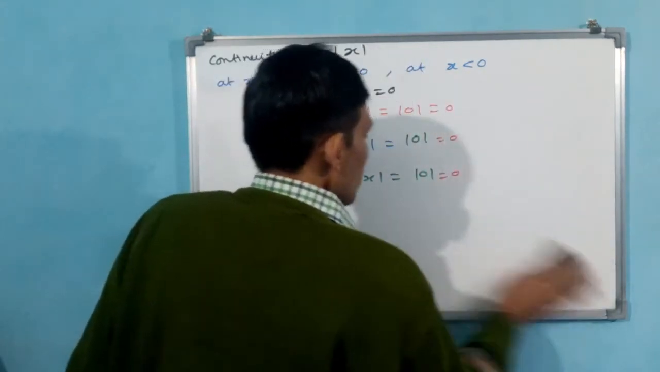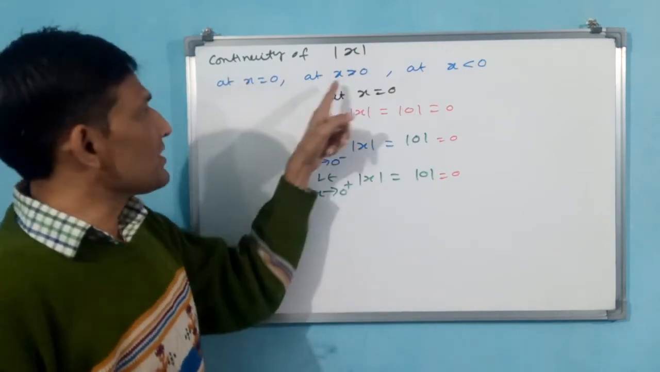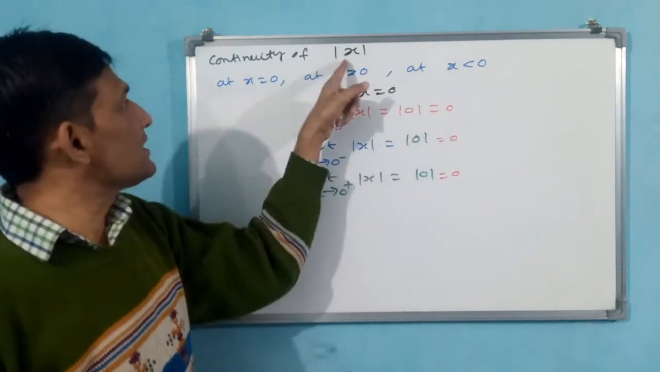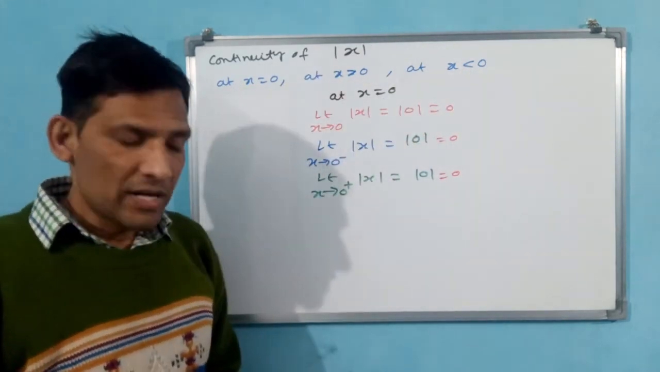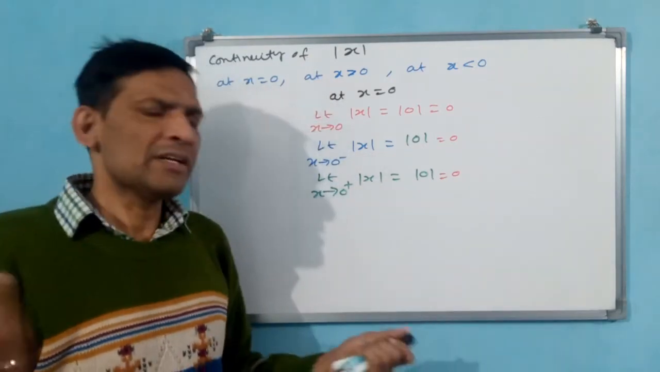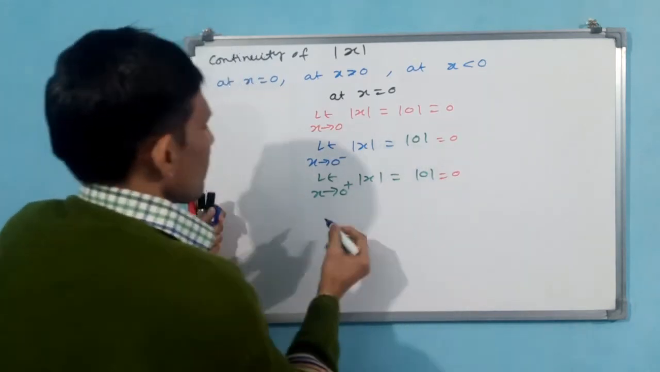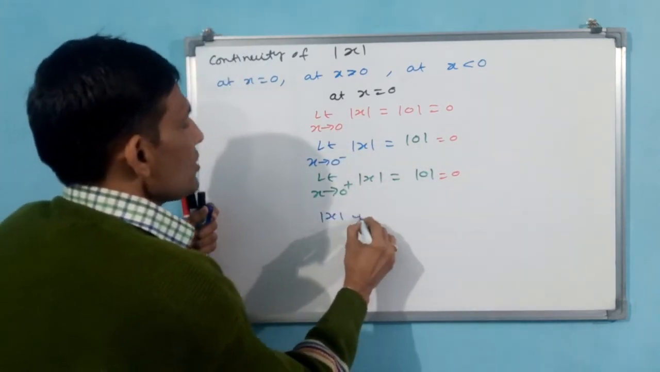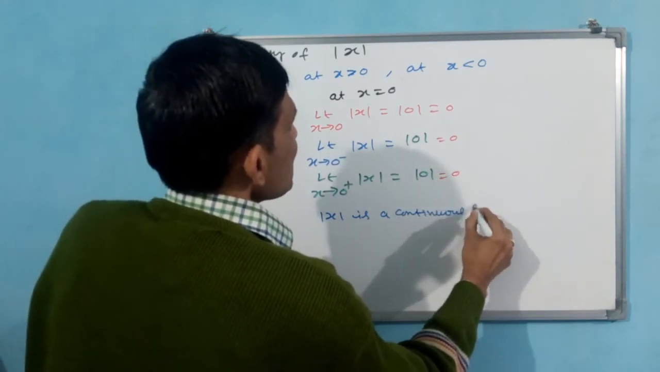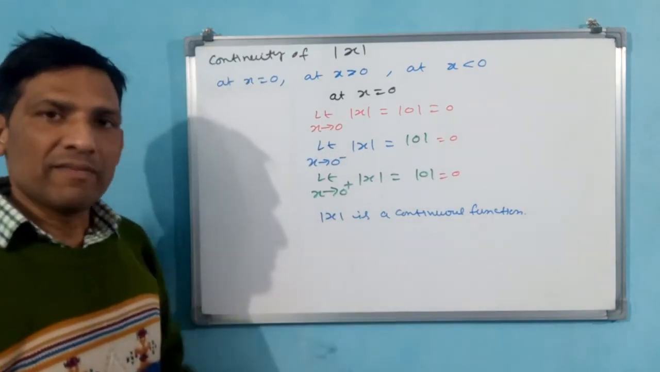Okay. Now you tell me, modulus function is continuous at x greater than 0. Modulus x is continuous at x less than 0. Modulus x is continuous at x equal to 0. Then finally, can we write that the modulus x function is a continuous function? Definitely. Modulus x is a continuous function. Finally, you write down: modulus x is a continuous function. Shall I confirm finally? Yes, definitely.